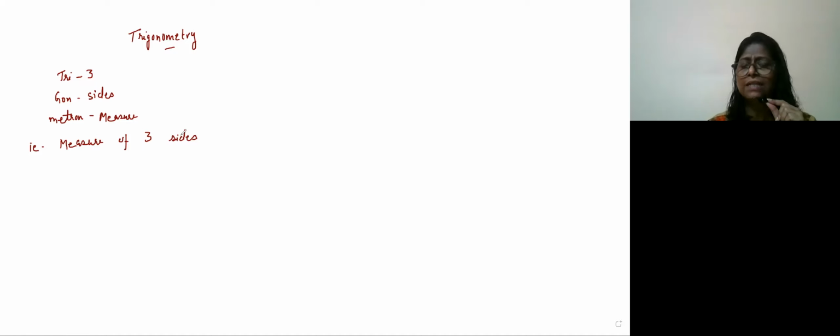Which polygon has three sides? The three sides are in the triangle. So this branch of mathematics deals with the measurement of three sides of a triangle. Now, what type of triangle? There are three types of triangles with respect to sides: scalene, isosceles, and equilateral. With respect to angles, there are right angle triangle, acute angle triangle, obtuse angle triangle. So this branch deals with what type of triangle?